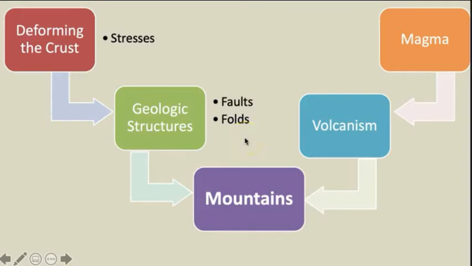Through movement along faults and or the bending of rock underground, the crust can be pushed upwards to make mountains. Mountains are also made through volcanic activity, when magma is made that erupts on Earth's surface, building a volcanic mountain over time.